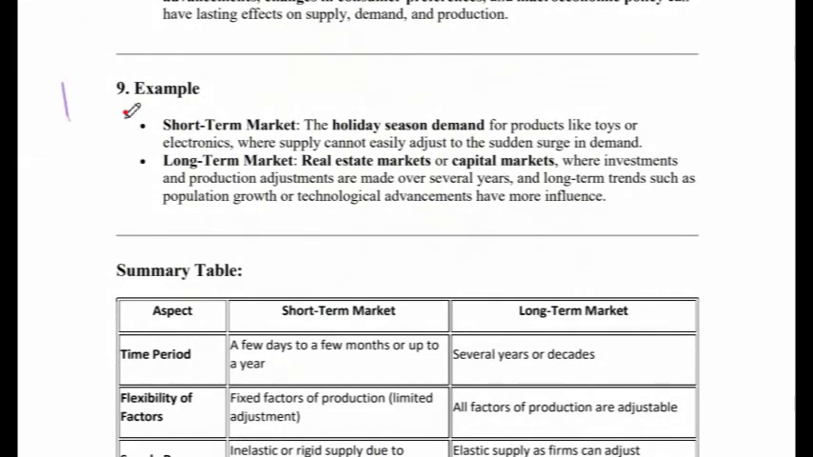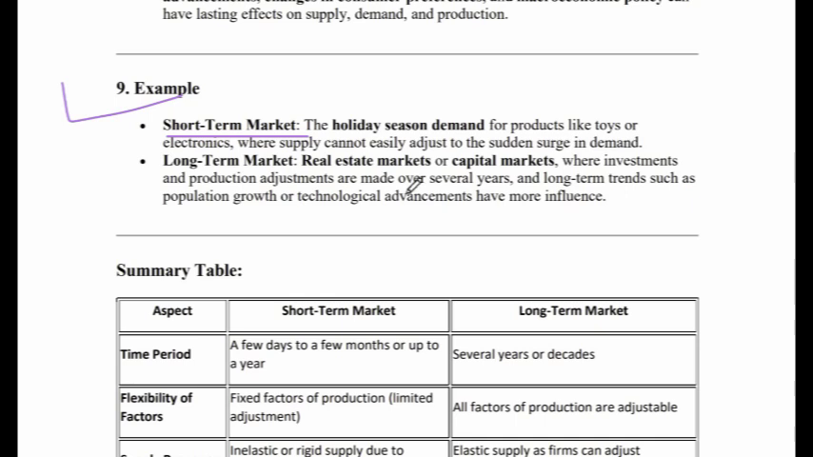Examples देखते हैं. Examples are important to understand short-term market. The holiday season demand for products like toys or electronics where supplies cannot easily adjust to the sudden surge in demand. तो ये शॉर्ट टर्म मार्केट बोलेंगे इसको. फॉर एग्जांपल शॉर्ट टर्म मार्केट में जब कोविड आया था तो ऑल ऑफ अ सडन शॉर्टेज हो गया था क्योंकि लॉकडाउन हो गया था. तो दैट वाज अ शॉर्ट टर्म मार्केट. सडनली देयर वाज अ सप्लाई साइड कॉन्स्ट्रेंट, सप्लाई नहीं हो रहा था.